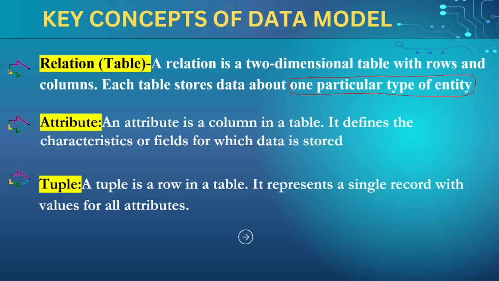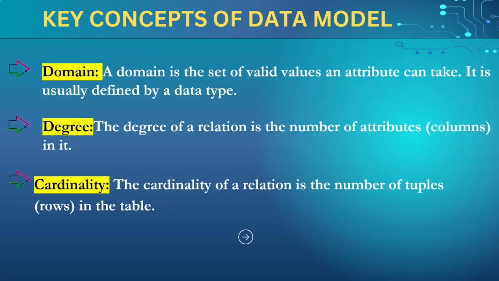What is the meaning of attribute? Attribute is nothing but the column in a table, and it defines the characteristics of the field in which data is stored, right? And tuple is nothing but what? A row in a table. It represents a single record with values for all the attributes. So only one record will be in one row. And the next one is a domain. What is the meaning of domain? It is a set of valid values an attribute can take.